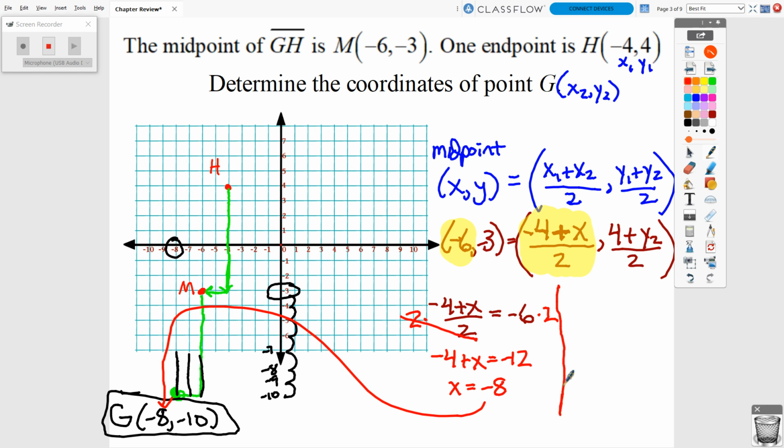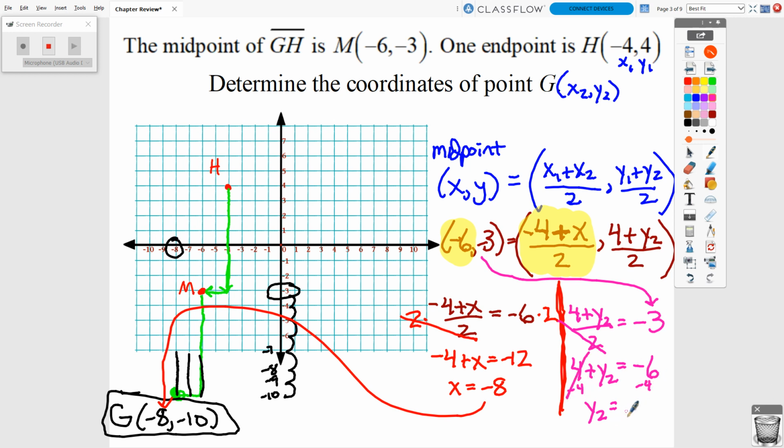And then we get to do the same thing. Let's do a different color here for the y coordinates. So the 4 plus the second y coordinate divided by 2, the average of the y coordinates, better give us -3. So again, double both sides. I'll just have the numerator up there, and that'll cancel out with the divided by 2, and then -3 times 2 is -6. Subtract the 4 over to the -6, and we get -10, which, hey, is the same y coordinate that we got earlier. So there's two ways to figure out the other endpoint.